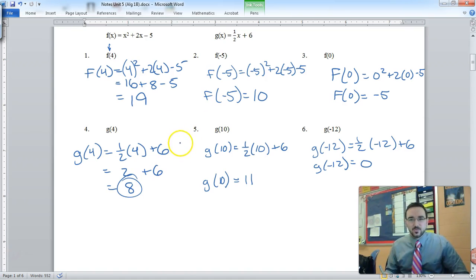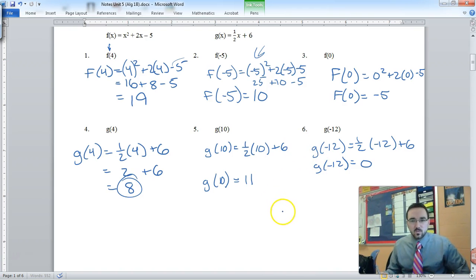Okay, so here are the answers to the rest of the problems. We have f of -5 equals 10, f of 0 equals -5, g of 10 equals 11, and g of -12 equals 0. One thing, again, I want to point out is make sure that you have the negative inside these parentheses. Because when we square this, we get a 25, not a -25, but a 25 plus -10, minus 5. So we're going to subtract off that 15. We get that 10 as a final value.